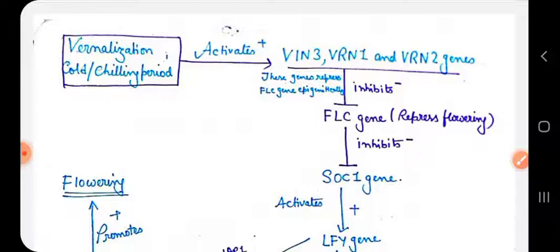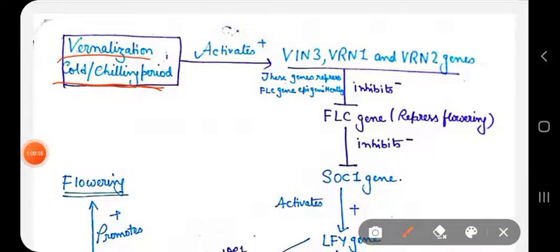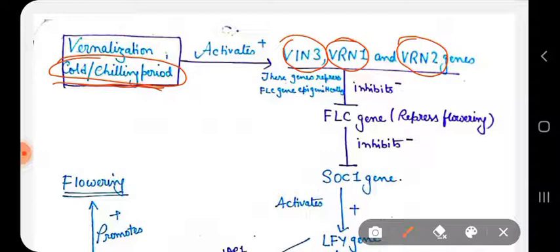During the cold and chilling period, it leads to the activation of some genes such as VIN3, VRN1, and VRN2. So, due to the cold or chilling period that we are facing now also in winter, it activates these three genes named VIN3, VRN1, and VRN2. What is the full form of VIN3, VRN1, and VRN2?